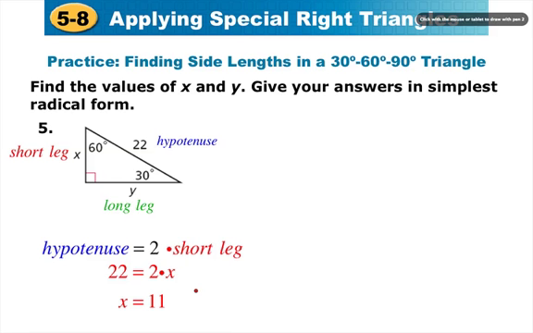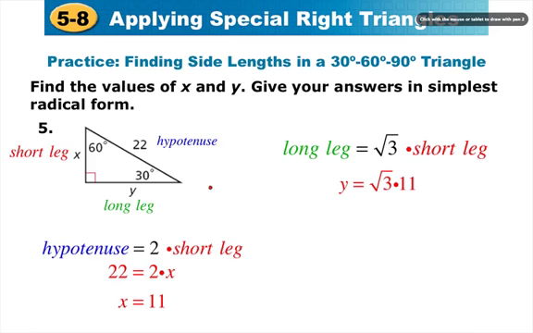So now I still need to find y, which is the long leg. And again, there's a relationship between the short leg and the long leg. Here's the formula you saw on the previous slide. I substitute. Again, I found out that x is equal to 11. That's why you have 11 here. The long leg is y. Simplify this. Radical 3 times 11 is the same thing as 11 radical 3. We're done with 5. Let's move on to the next slide.